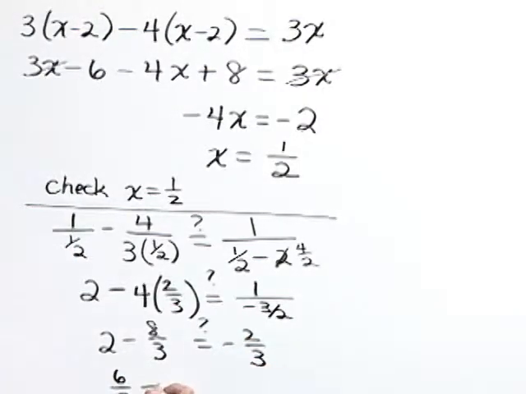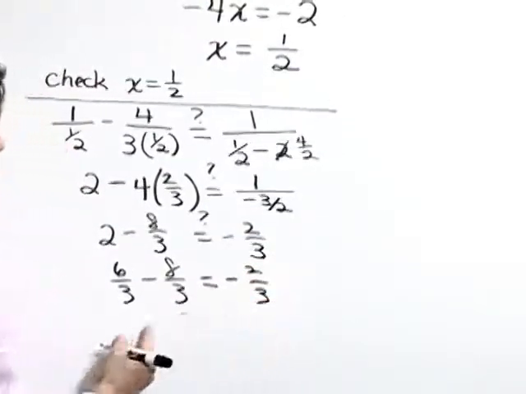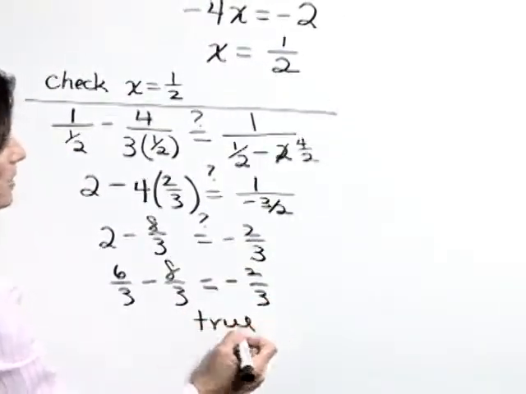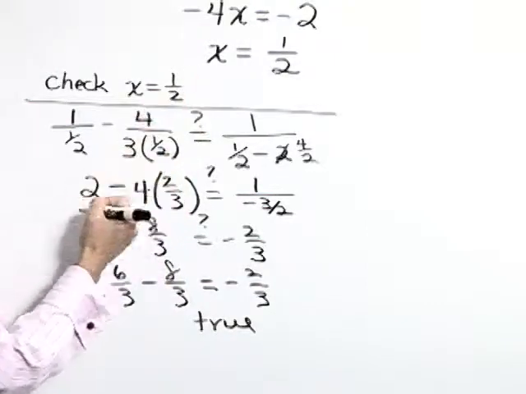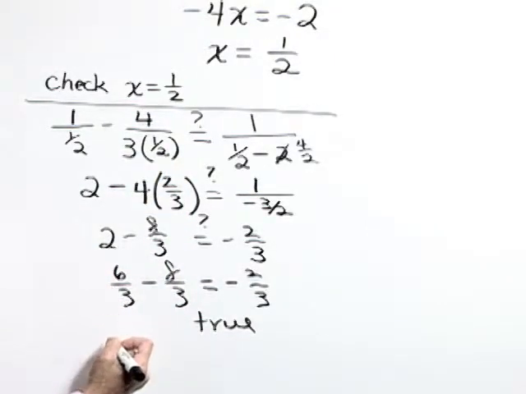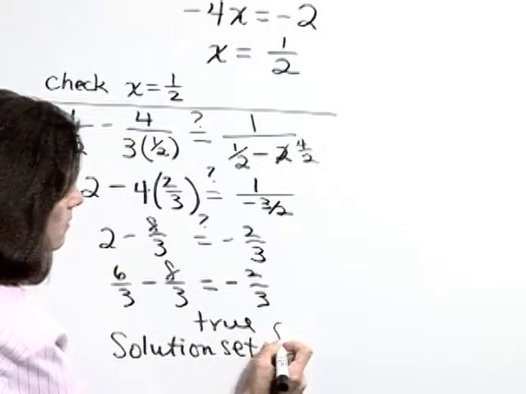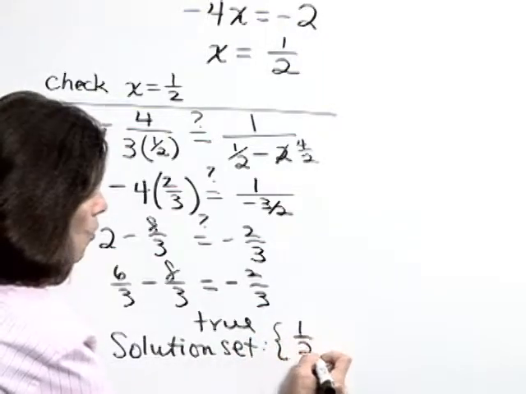So is 6/3 minus 8/3 equal to a negative 2/3? It sure is. That's a true statement. So x equal 1/2 is correct. That is the solution. So let's describe this by saying the solution set is 1/2.